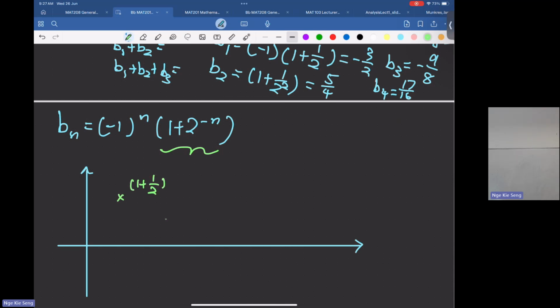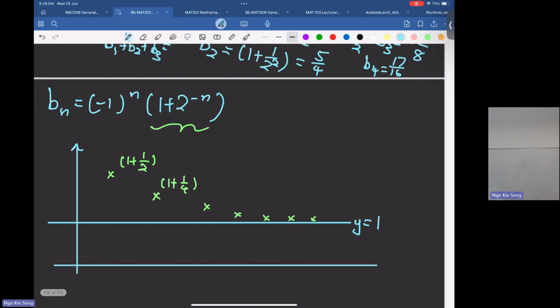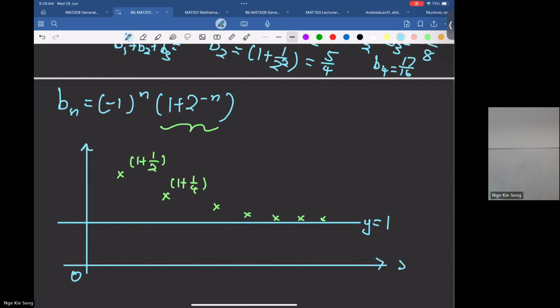And then 1 plus 1/4, and so on like that. But the line it converges to is what? Actually, this line should be y equals 1. Let's draw the 0 origin here. Correct or not?